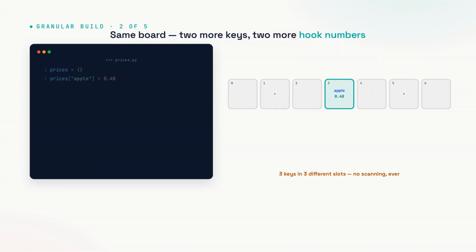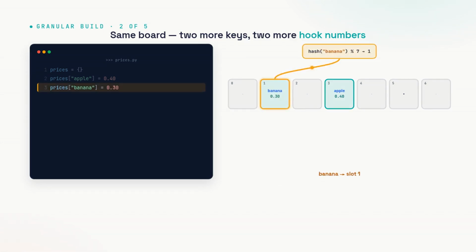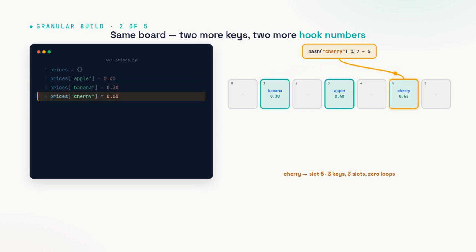Same board, same dict, apple sitting in slot 3. Let's add 2 more keys and watch where the hook calculator sends them. Add banana at 0.3. Hash of banana modulo 7, say it lands on slot 1. Banana goes to slot 1. Notice it did not go next to apple. It went wherever its hash sent it. Add cherry at 0.65. Hash of cherry modulo 7, say it lands on slot 5. Cherry goes to slot 5. 3 keys, 3 different slots, 0 loops. Every insert is the same one-hop trip, placed by its own hash.